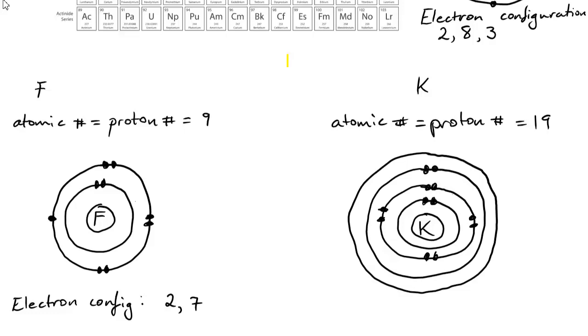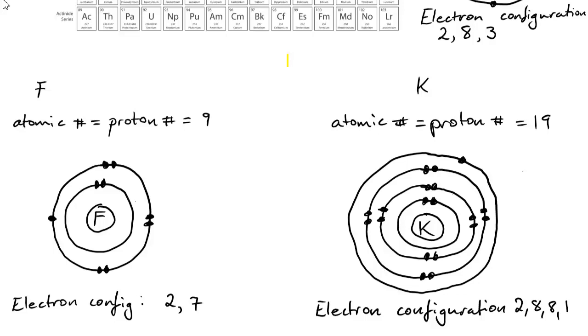Again, in the third shell there's 8. Because I know that the full shells, I'm just going to draw them together, and then finally the last shell, it just has 1 electron. Okay, so the electron configuration is, in this case, 2, 8, 8, 1. That's the electron configuration in its most simple form.